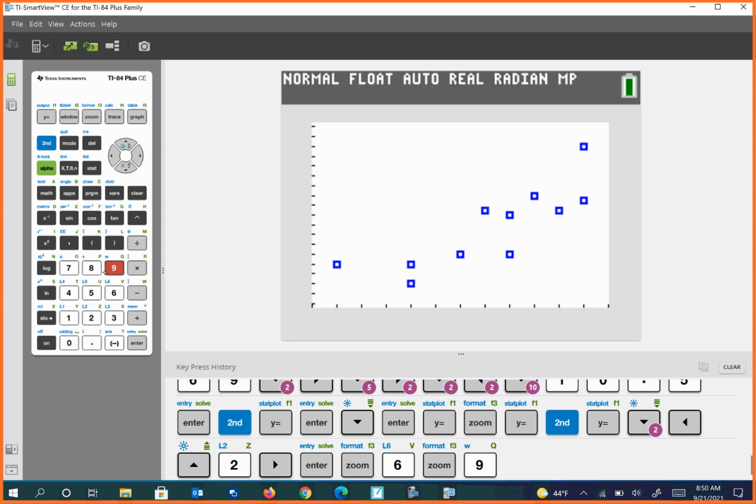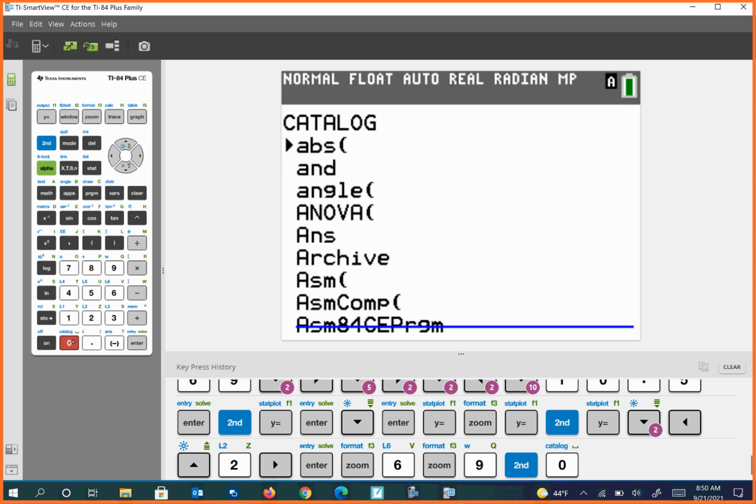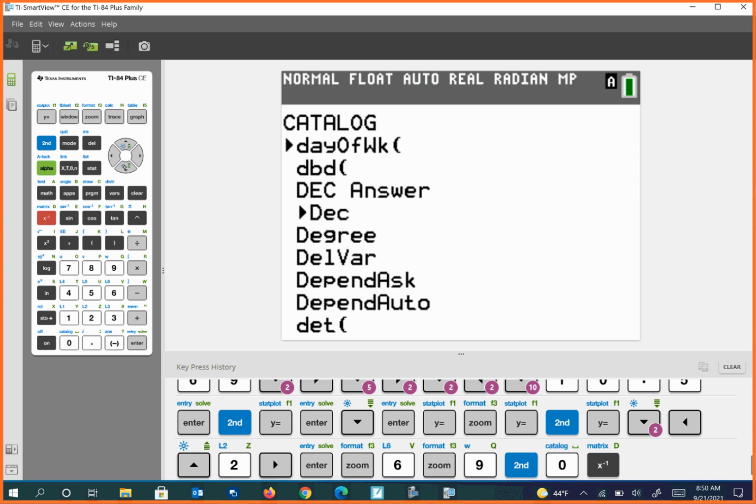Now, there's one key thing you have to remember to turn on the calculator in order to get the R and the R squared value. If you haven't done this before, you hit second, catalog. I just forgot the name of it. Catalog, where's it at? Catalog. Diagnostics. So I want to turn the diagnostics on.